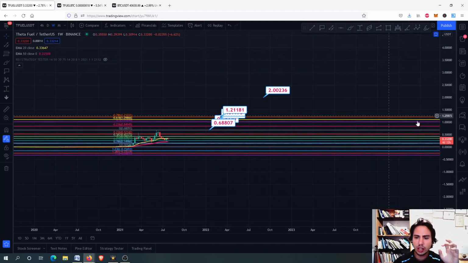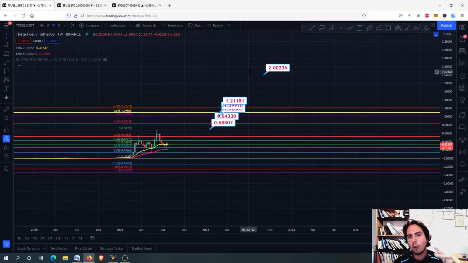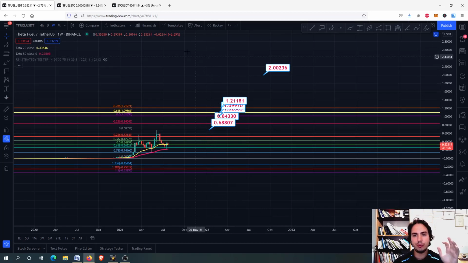Let's focus on 2 Tether USD and, of course, the 1.21 and the 2, which are more realistic prices. And, of course, we can achieve those prices a little bit sooner than the 3-4 years, okay?